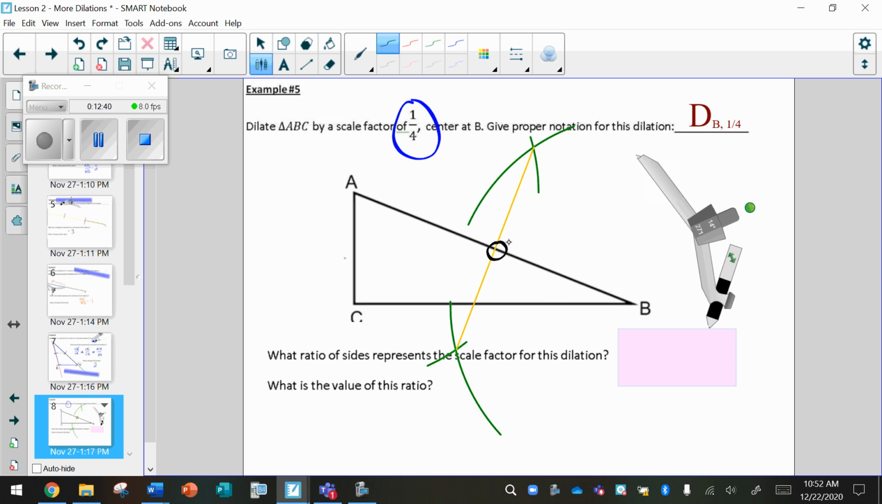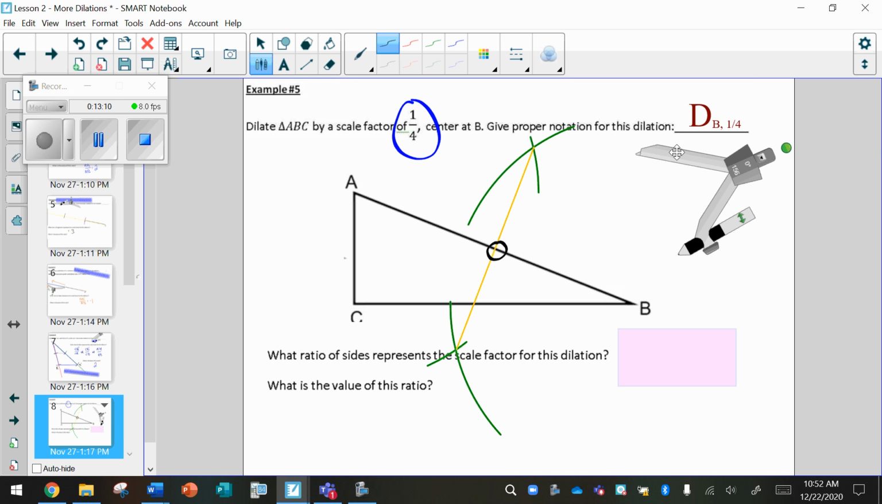But here's the thing. You got to be careful with what next midpoint you find. So that point that I find is halfway between A and B. That would be a scale factor of 1/2. Our center of dilation is B. That means point B does not move. Point A is the A that's moving. It has to be a scale factor of 1/4. 1/4 of the distance. The point that we have marked off is half the distance.